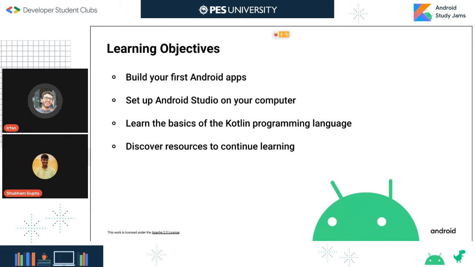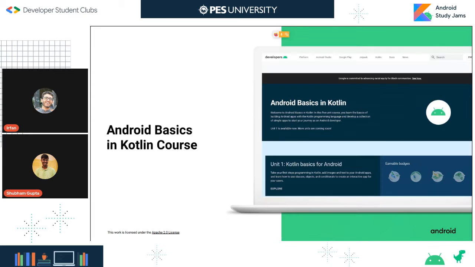So for this first half, the learning objectives for us are these 4 points. We will be learning how to build basic Android apps, how to set up Android Studio, and also introduce you to the Kotlin programming language, which is actively used for building Android apps these days.